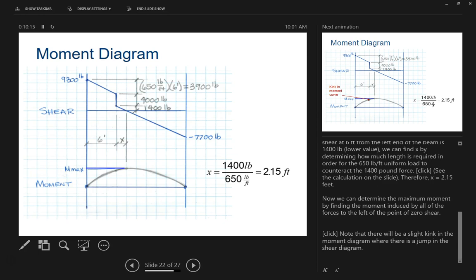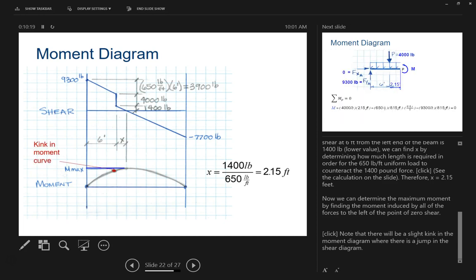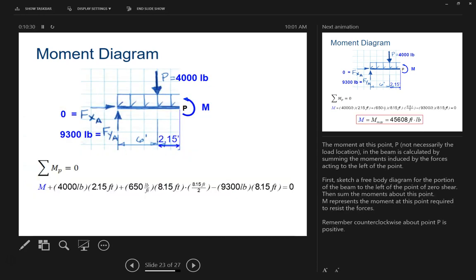So when we find this maximum moment, and again, there's a little kink in the curve there, now we need to figure out how much weight is on the beam at that point. Like, what's the force that's on that thing? So now we have to, at this point P, not necessarily the load location, but the point over here, this is the maximum moment.